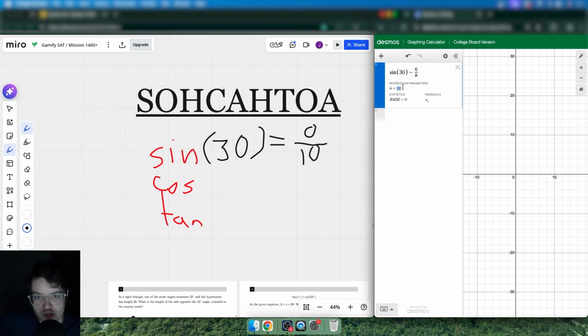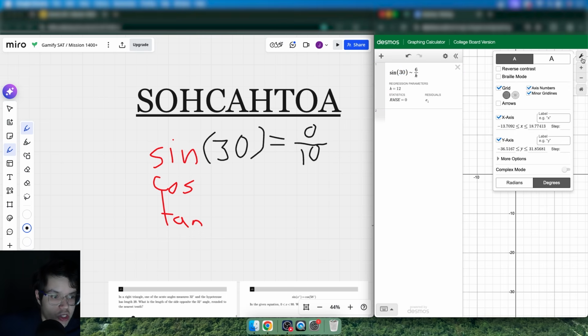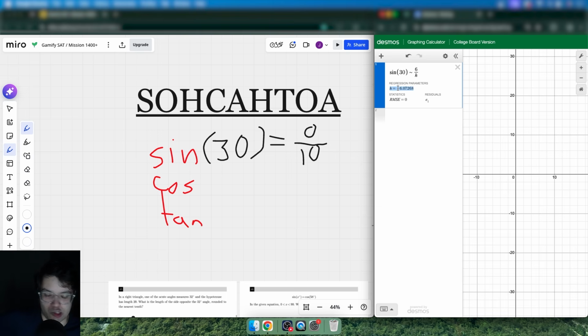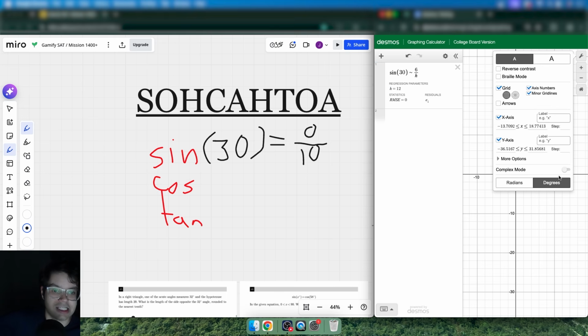The one thing you must remember though with this is that if you're using degrees, which you probably will be if you're using sine, cosine, tangent, you must go over here and put it into degrees mode before you start. It's going to be on radians mode and you're going to get some kind of weird answer like -6, which does not make sense for hypotenuse. So you must go ahead and switch it over to degrees to make this work.